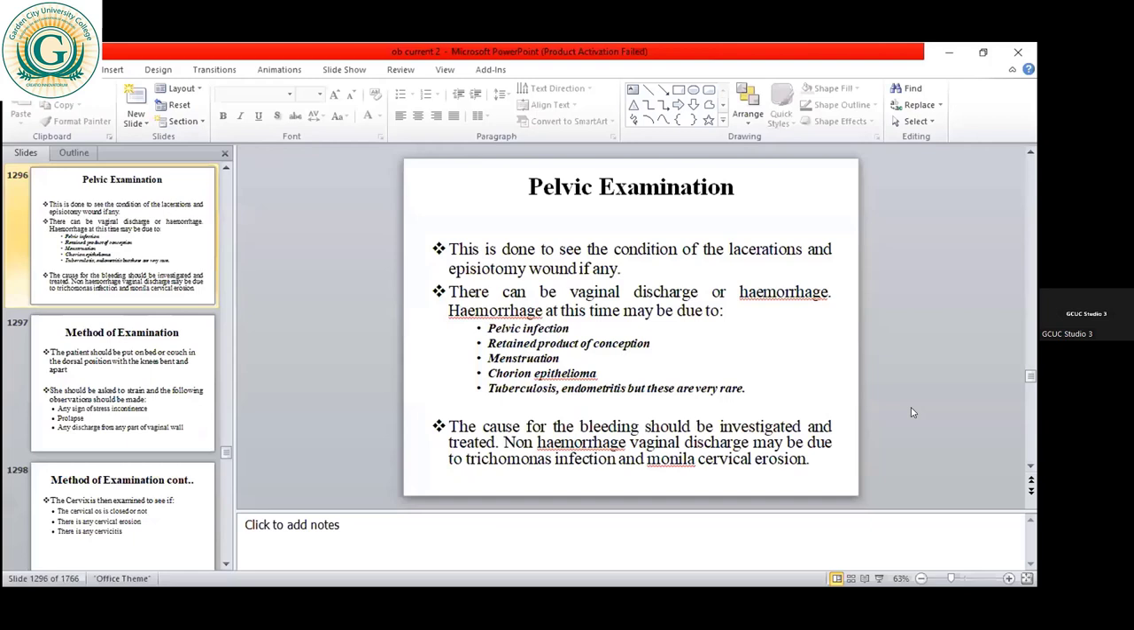There can be vaginal discharge or hemorrhage. So if the woman comes back and complains of bleeding, it may be the following: either a pelvic infection has taken place, or she has retained some products and was sent home, or menstruation has set in again. Or we have chorion epithelioma, that's the cancer of the chorion. Or TB, or endometriosis.